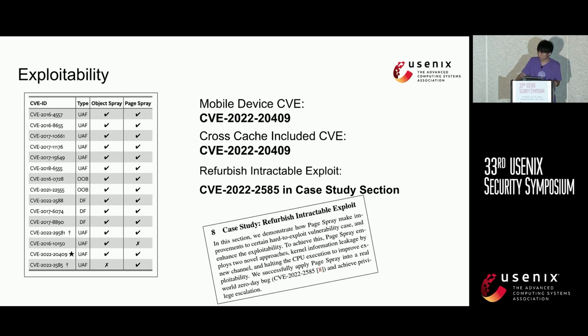And when it comes to the exploitability, as for evaluation, we evaluate the page spray based on multiple aspects. The first one is exploitability. We perform page spray on different real-world CVEs. Actually, it's 15. And some of them are mobile device related. Some of them include cross-cache operations. Also, we talk about one special CVE case in our case study part.